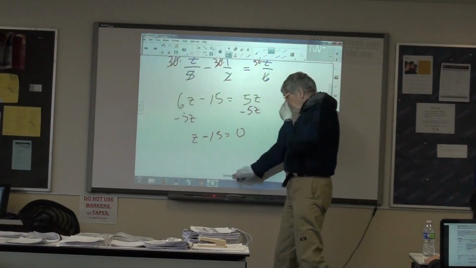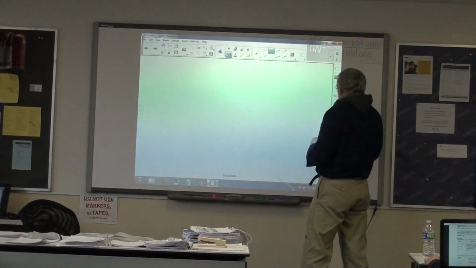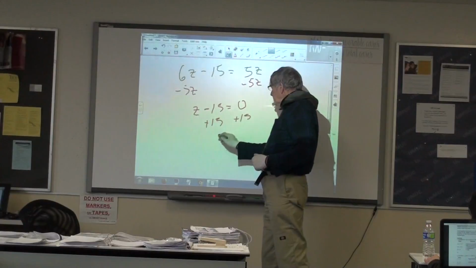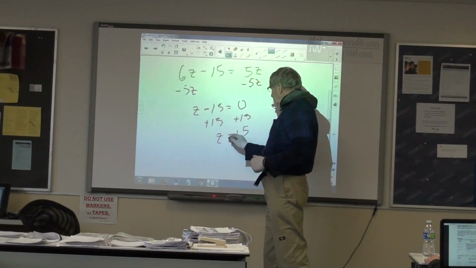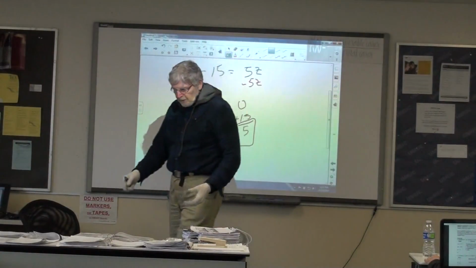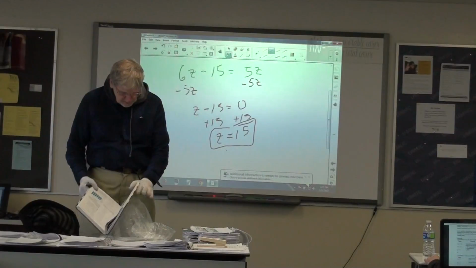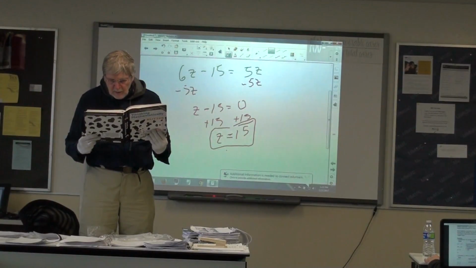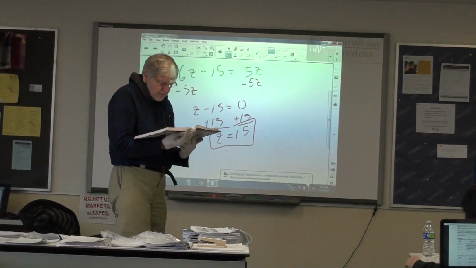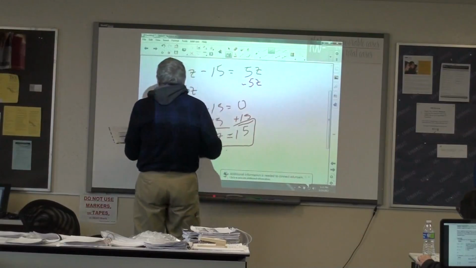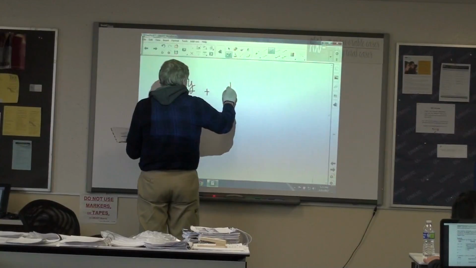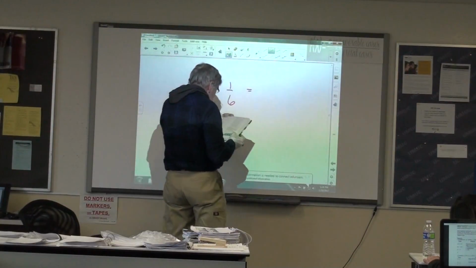Now, we need z by itself. So how do we get z by itself? Add 15. Add 15 to both sides. And z is equal to 0 plus 15, or 15. So we solved that problem. So now we'll have you guys do one of this type, which is number 52. 52, please. y/12 plus 1/6 equals y/2.